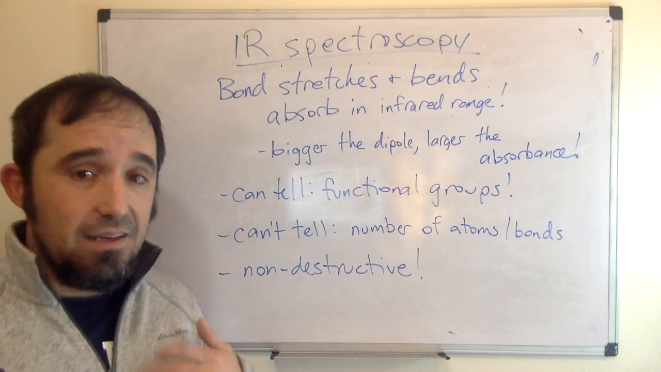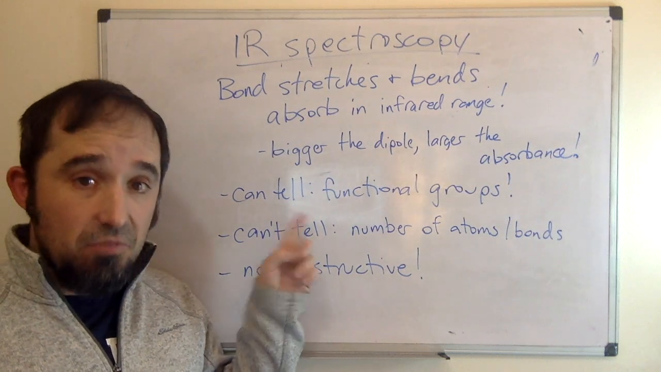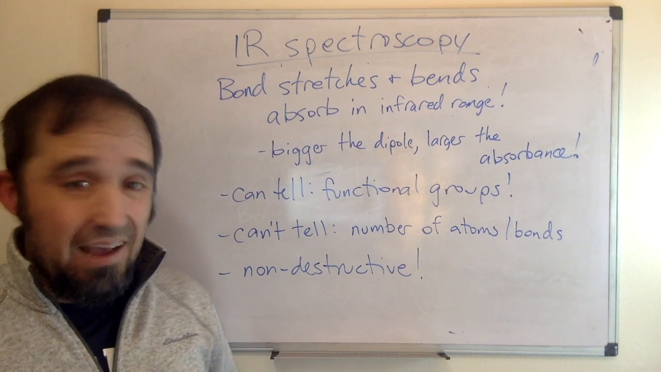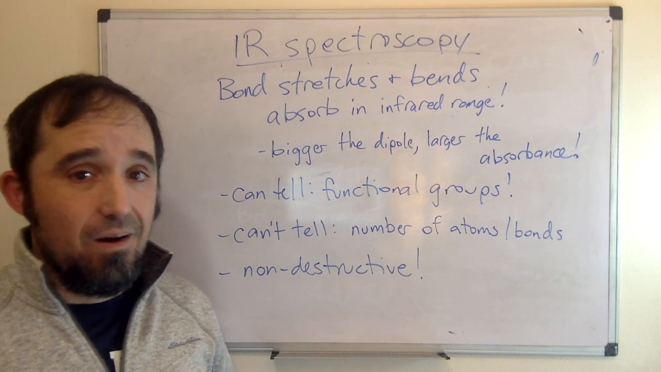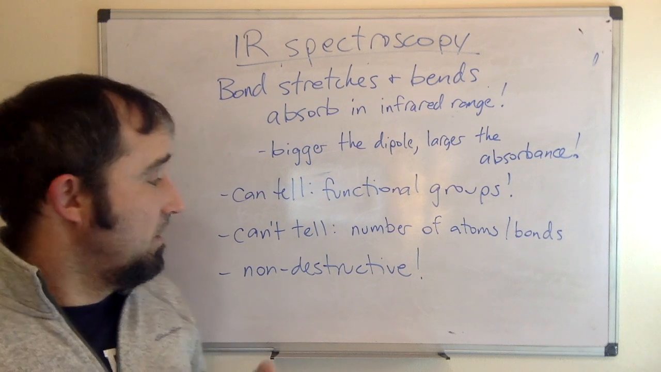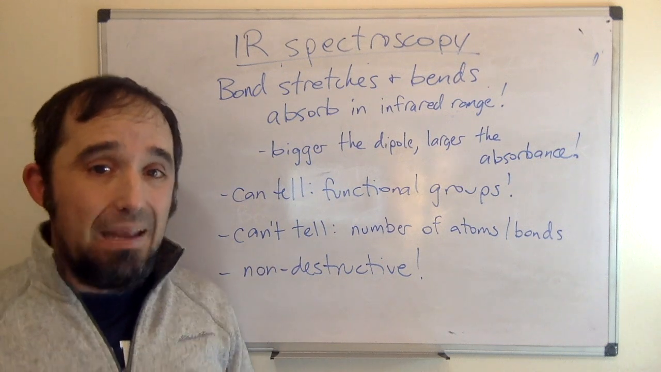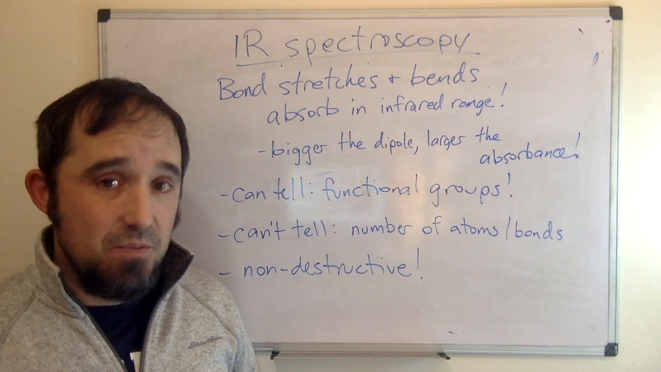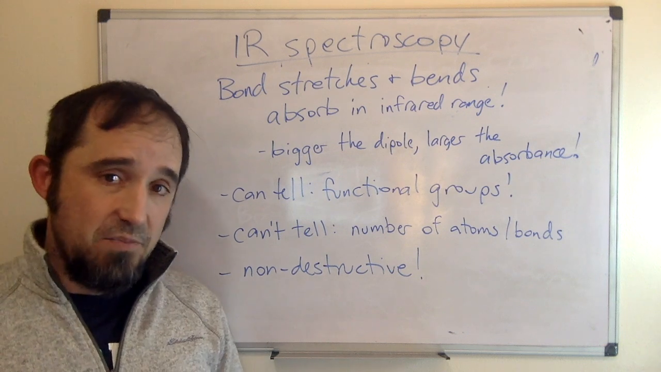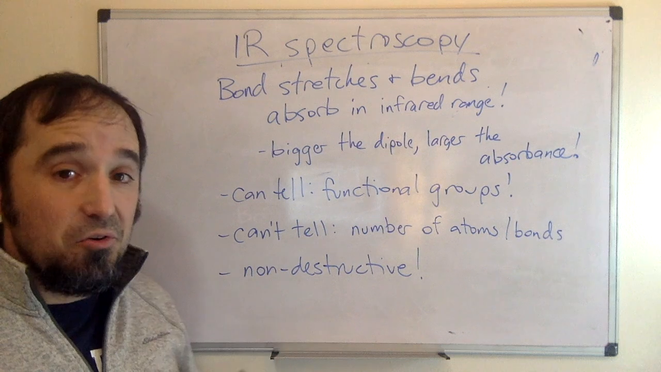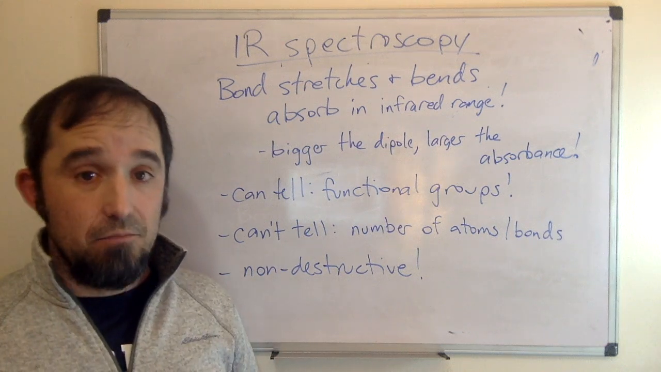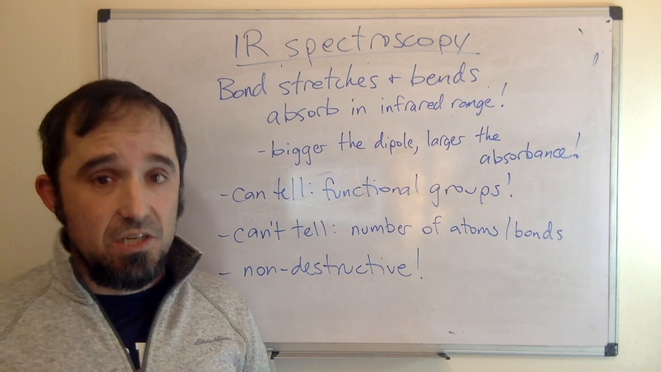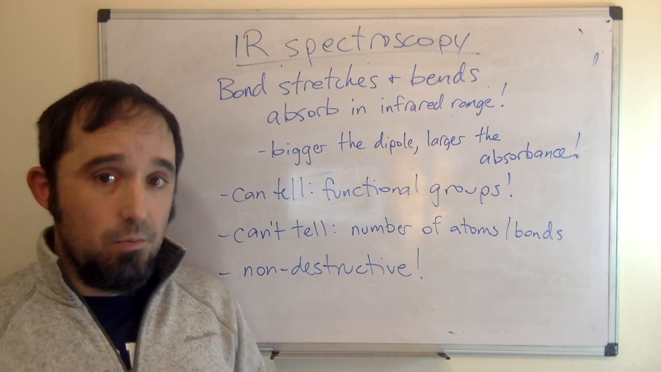Again, the big killer app for this is that I can tell functional groups pretty much at a glance. It's a really quick assay to run. It only requires a tiny bit of sample. I can't really tell how many bonds I have a lot of times. So I might be able to tell if I have a CH bond, but not how many CH bonds I have. But it's also non-destructive. So like most spectroscopy, I'm not going to lose material simply because light is passing through it.